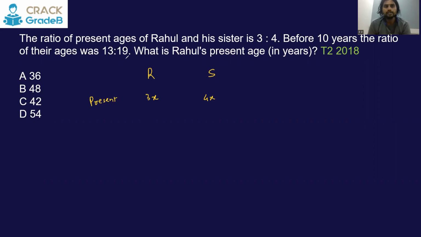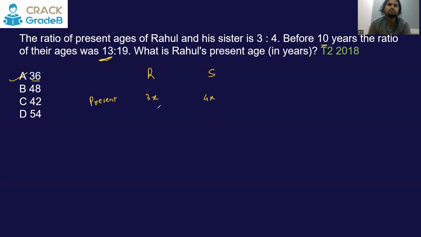Before 10 years, the ratio was 13 to 19. What is Rahul's present age? Whatever Rahul's present age is, if you subtract 10 from it, it has to be a multiple of 13. So you can directly mark this, because 36 minus 10, 26 is a multiple of 13. But you can also solve by making an equation.